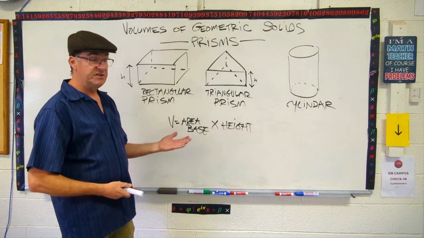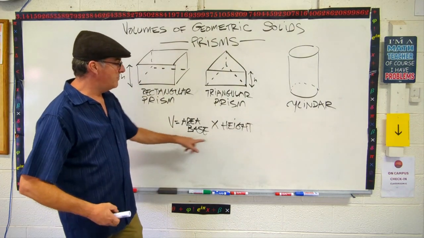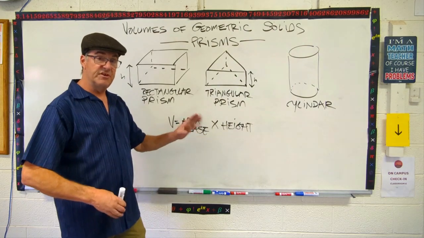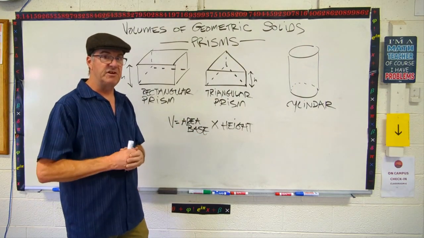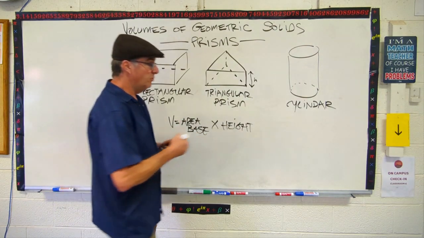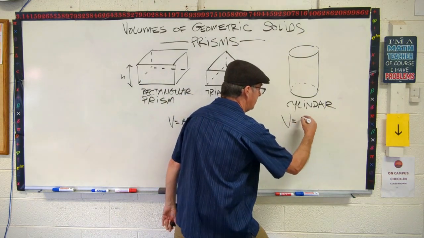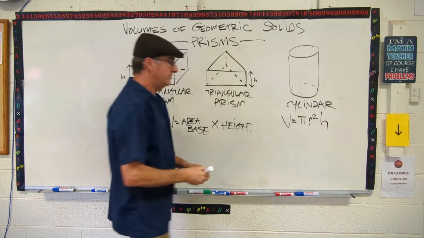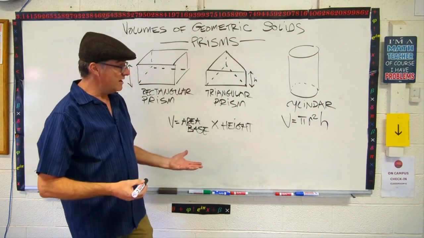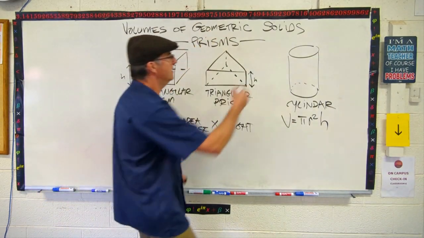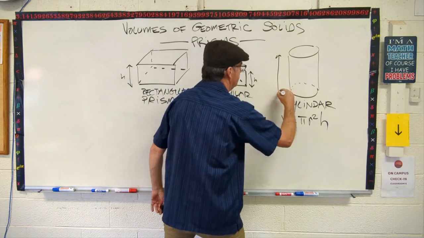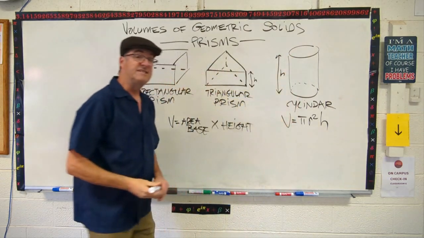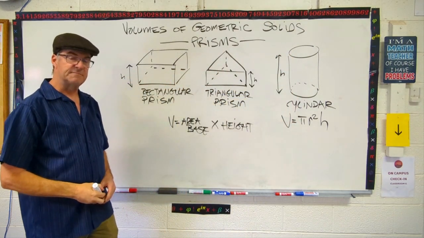Now the volume of a cylinder is the same idea, area of the base times the height. But a cylinder is a regular geometric figure based on a circle. So what we do is we go volume equals pi r squared h. So pi r squared is the area of the base, and then our height, again, just like the other ones, would be the distance between the 2 bases.